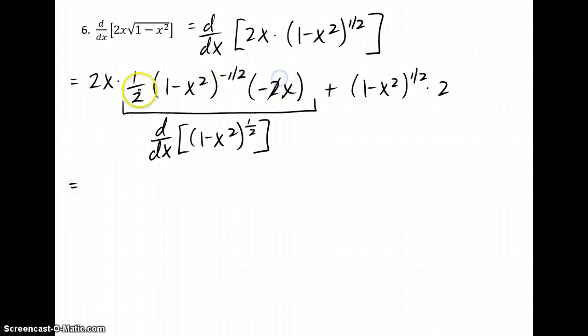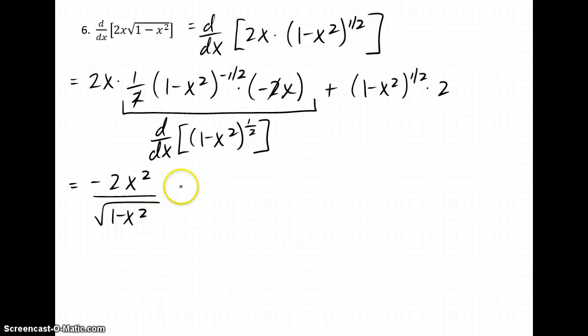Alright, these twos will cancel. Multiplying the numerators, 2x times 1 times negative x gives us a negative 2x squared for the first term, making that term with a positive exponent.